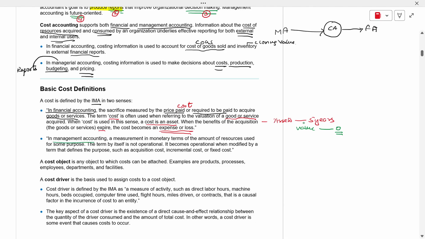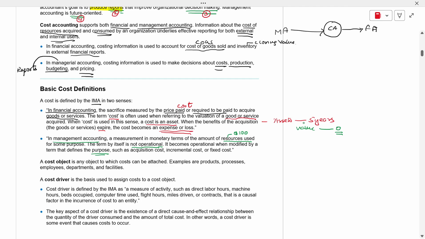What is it in management accounting? It is a measure in monetary terms of the amount of resources used. The term by itself is non-operational. Suppose you have resources of $100 for some purpose. It becomes operational when the term is modified for the purpose, so you define what the purpose is.